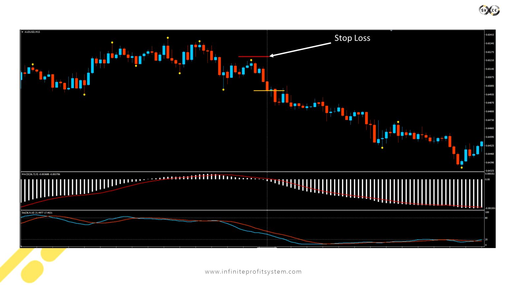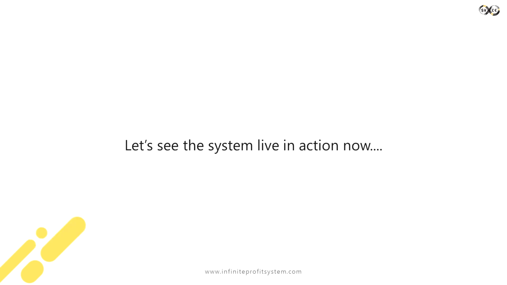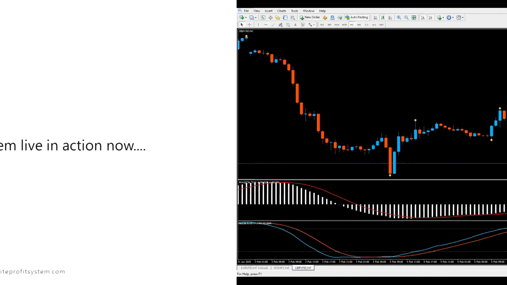My stop loss was placed a few pips above the most recent swing high point. My take profit was set the same distance away from the entry as my stop loss. Let's move on now and see the system live in action.